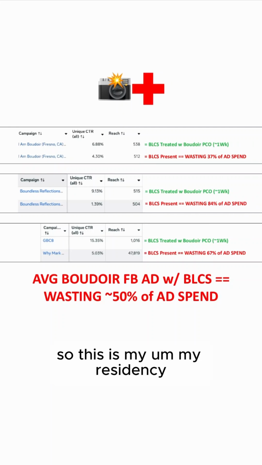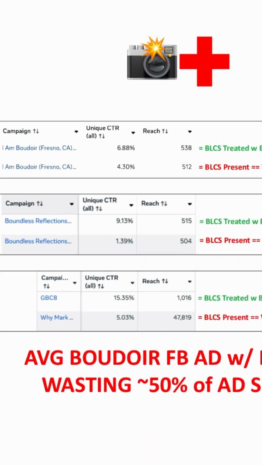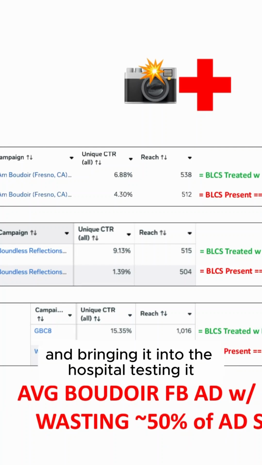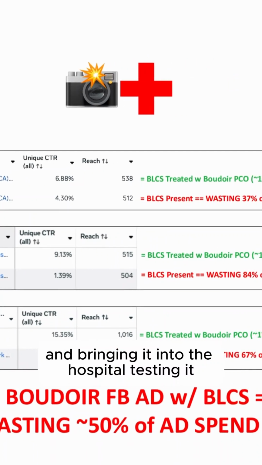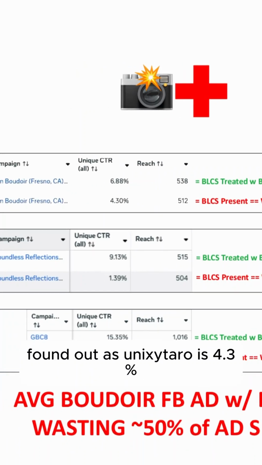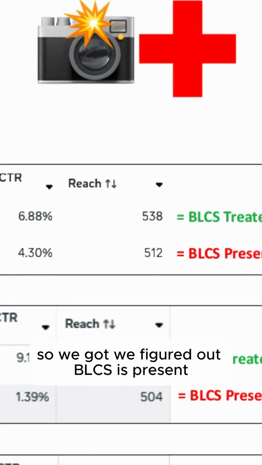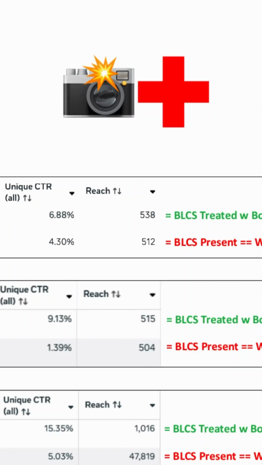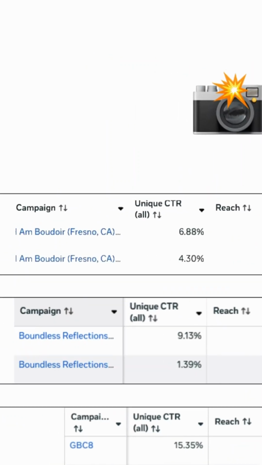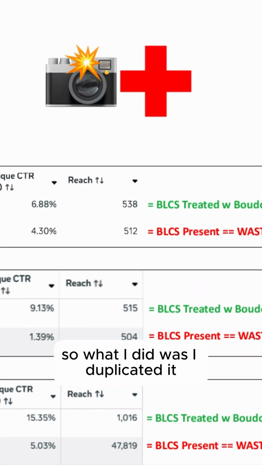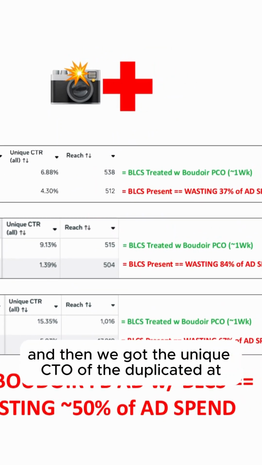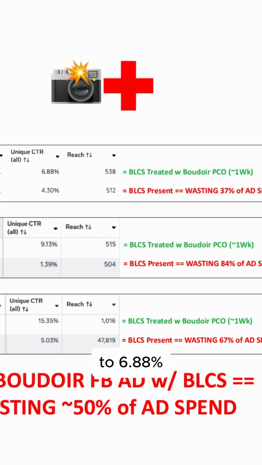So this is my residency, my history with that. First part of the residency: finding a Boudoir Facebook ad out there and bringing it into the hospital, testing it. The first one we brought in had a unique CTR of 4.3%. So we figured out BLCS is present because its unique CTR is under 6%. So I duplicated it, treated it with Boudoir Pico, which takes about a week, and we got the unique CTR of the duplicated ad to 6.88%.